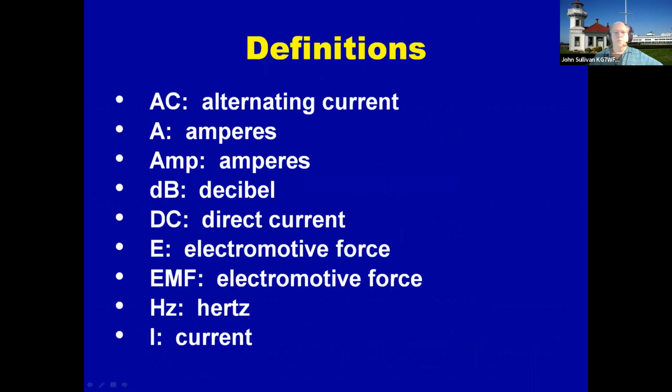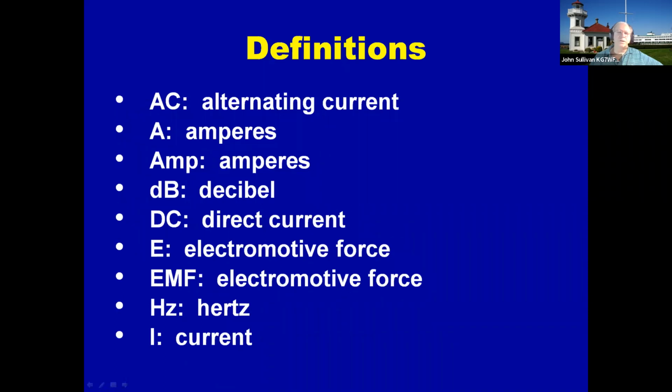So some more definitions here you'll see in the test questions. AC is alternating current. A is the abbreviation for amperes, also sometimes abbreviated amps. Little d capital B is the abbreviation for decibels. Let's talk about that. DC, direct current, not District of Columbia, direct current. Electromotive force is mostly abbreviated E, sometimes EMF. Hertz, capital H, little z, is the cycles per second.